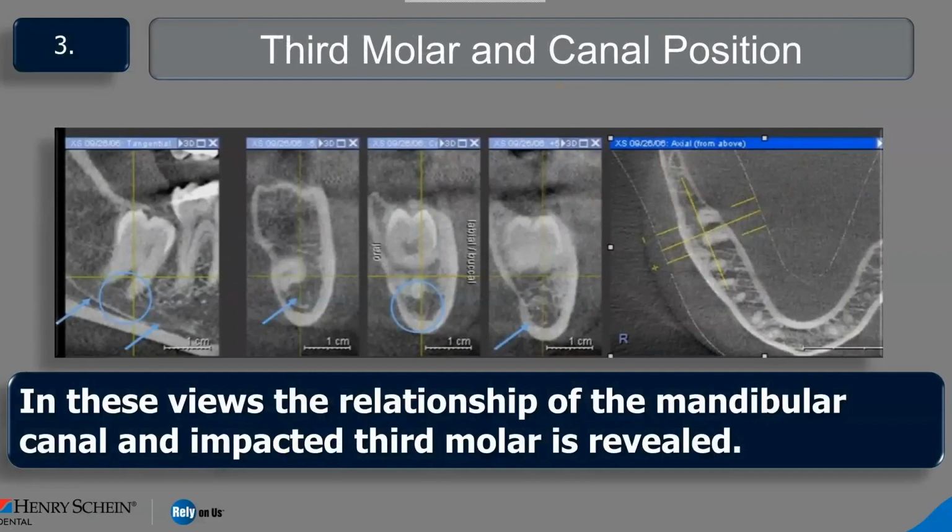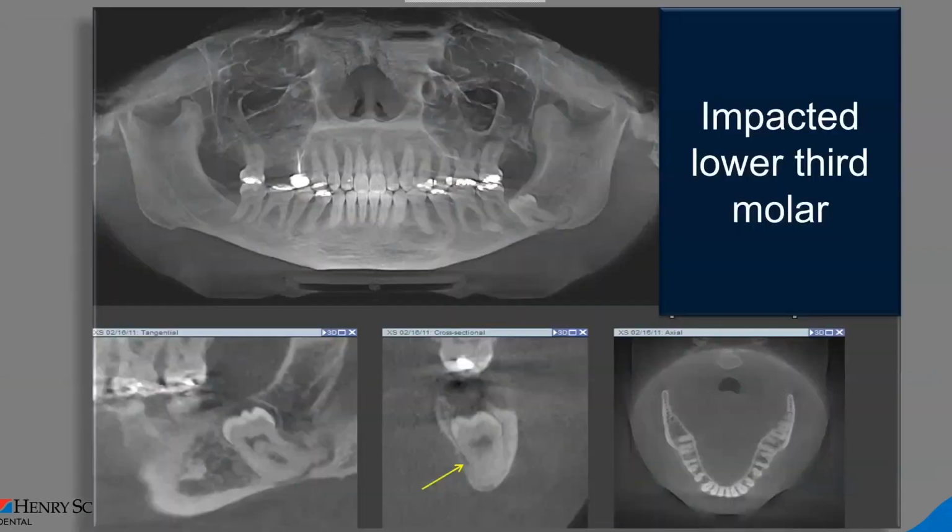Third molar and canal positions. Definitely we can see where the roots are in location to the mandibular canal, and decide if we would like to do the extraction or if we'd like to send that on. This might be a case you'd like to send on.